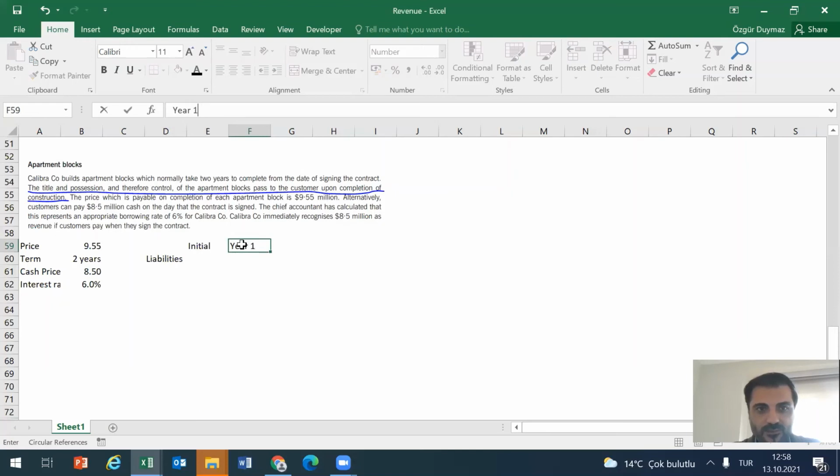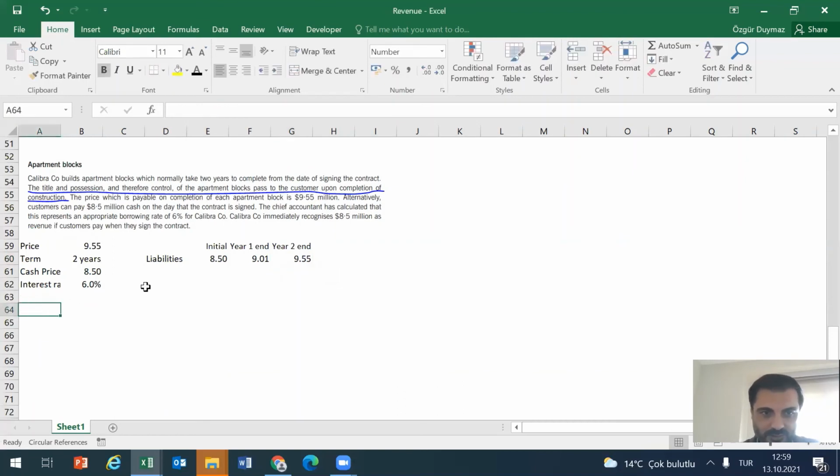Initial, year 1 and year 2 ends. In year 2, the liability should be the initial recognition multiplied by the related borrowing rate, and at year end here we will reach 9.55 million by using the 6% borrowing rate. Okay, initial recognition.